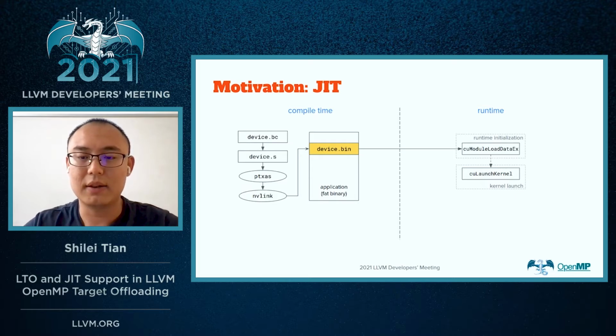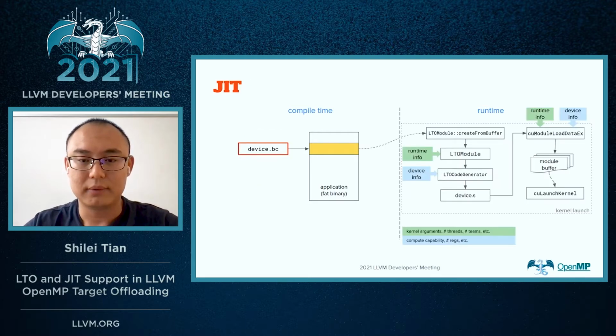kernel. Since there is always information unavailable at compile time, in addition to well-designed middle-end optimization to deduce more runtime information, it's also ideal to use JIT compilation. In order to do that, we directly embed the device IR into the host binary, and at runtime, only load the image when a target region is executed.